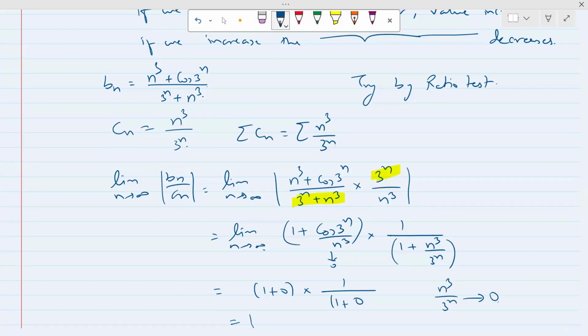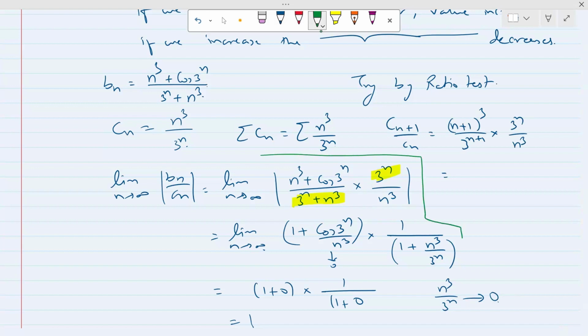What is the ratio test then? Cn plus 1 by Cn. So that is nothing but n plus 1 whole cube upon 3 raised to n plus 1 and 3 raised to n upon n cube. So take out what this will give you. Sir, is it 1 by 3? Yes, so this is 1 by 3.